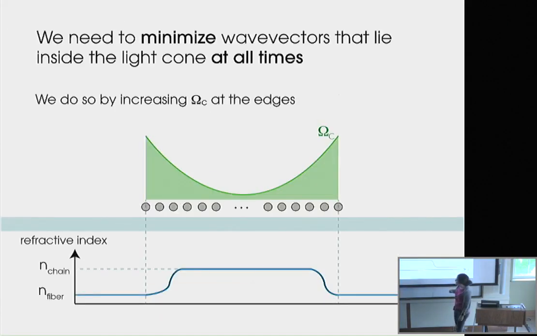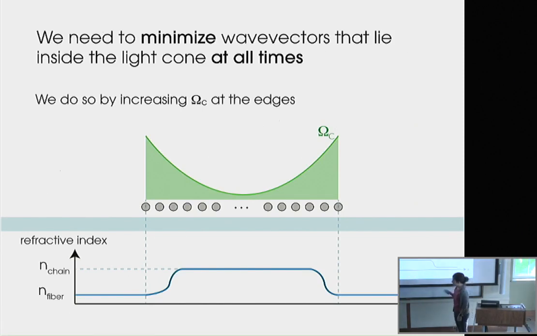So the crucial thing that we realized is that what we need to do is to minimize the wave vector components of our spin wave inside the light cone at all times in the dynamics. And how do you do that? One possibility is to basically use a non-uniform control field.